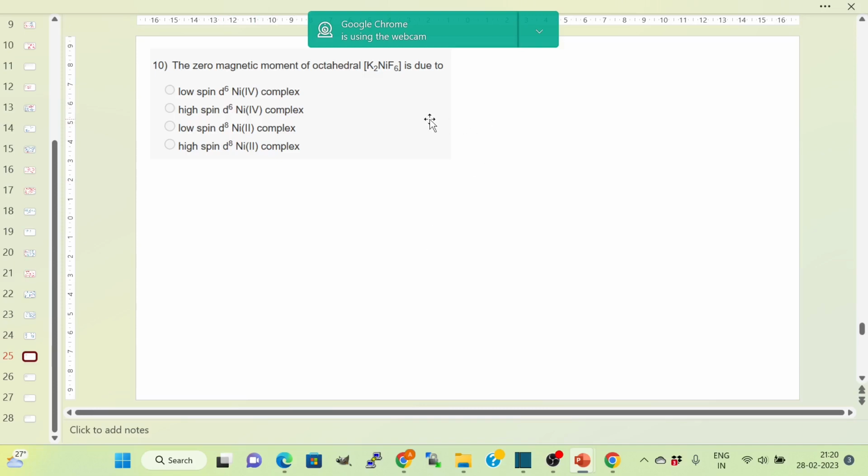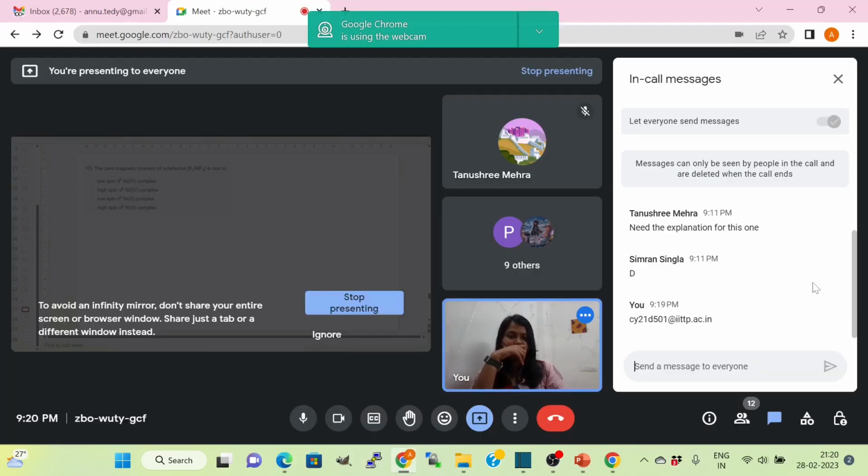Here also you have to be careful about the oxidation state of the metal. That is a clue. I'll wait. Please put in the chat box which will be the answer for this question.